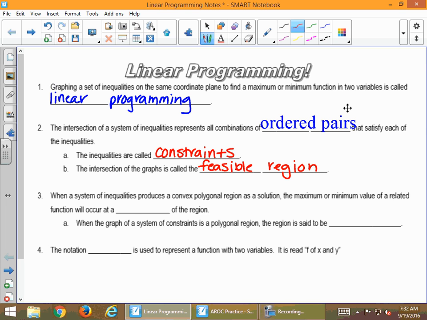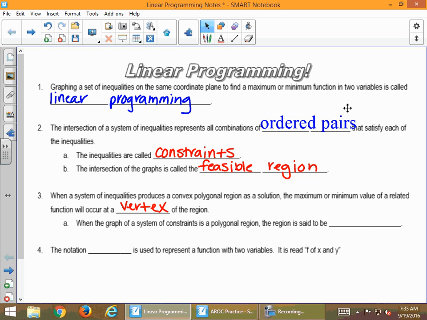When a system of inequalities produces a convex polygonal region as a solution, the maximum or minimum value of a related function will occur at a vertex of the region. Okay? So we're going to graph all these inequalities. It's going to create some sort of shape. Sometimes it's a nice triangle. Sometimes it's a goofy looking quadrilateral, but it will make some sort of polygonal shape.